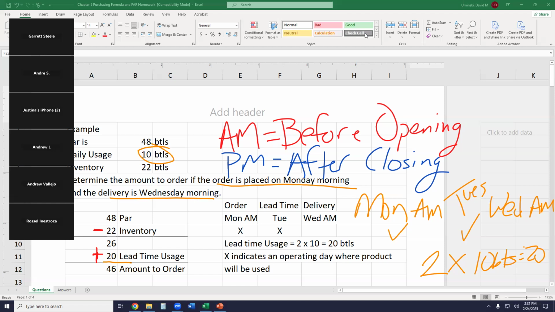Questions, comments, concerns? Yes, sir. What is the lead time times 10? The lead time is, in this case, 2 days, right? Because Monday during business and Tuesday during business, the lead time is 2 days. And if you look at the example at the top, it tells you what my daily usage is, which is 10 bottles. So my lead time times the 10 bottles per day is going to be 20 bottles per lead time usage. Okay.